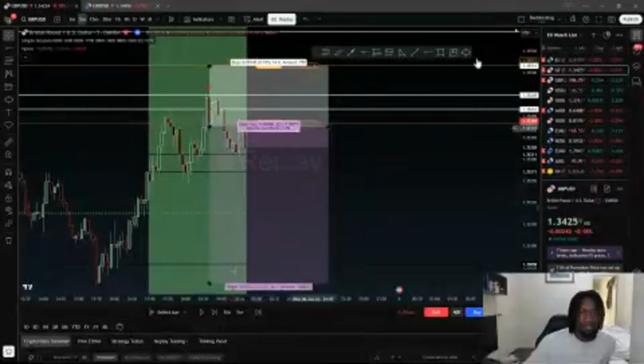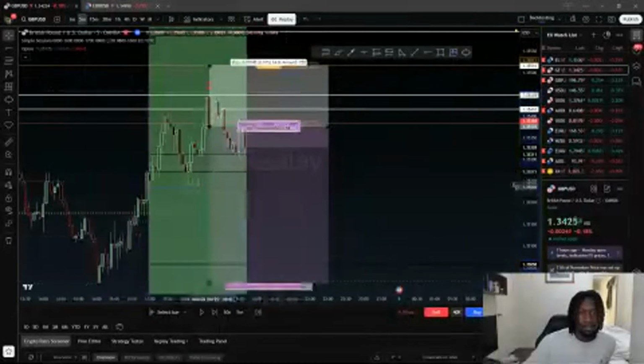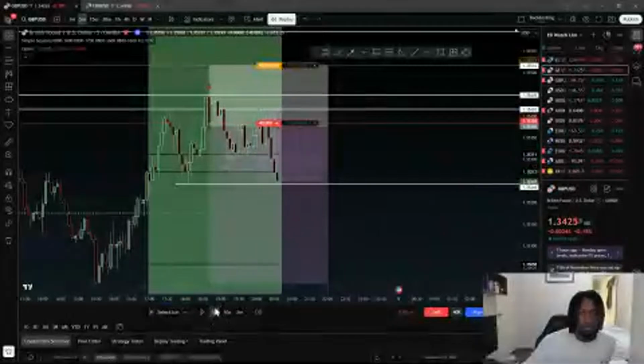Now, are we going to have any added on positions here? Nah, I can't really see an added on position anywhere close to here. When price breaks through this level right here, I'll be bringing my stop loss to break even. Okay, break even now. Stop loss to break even.